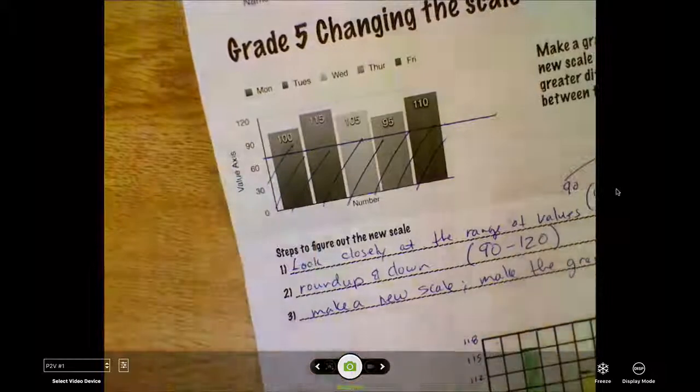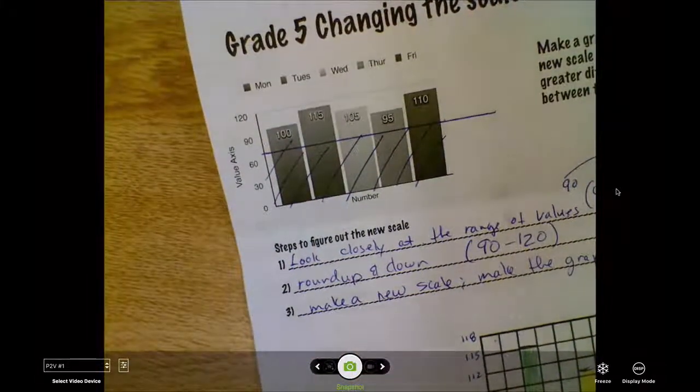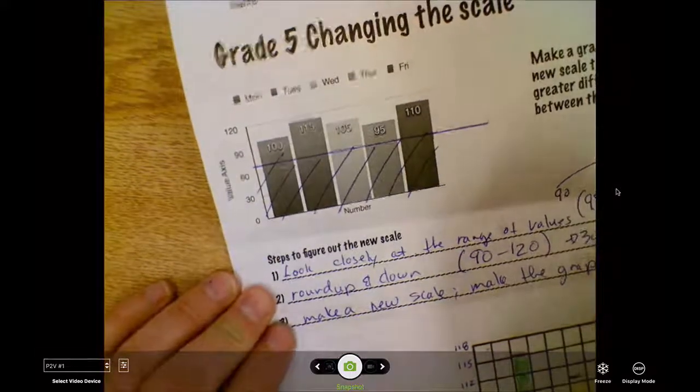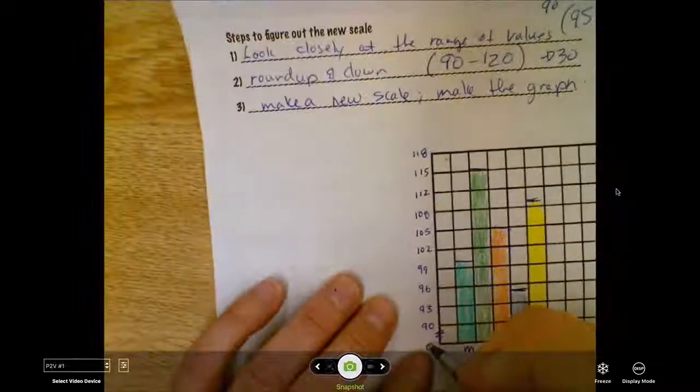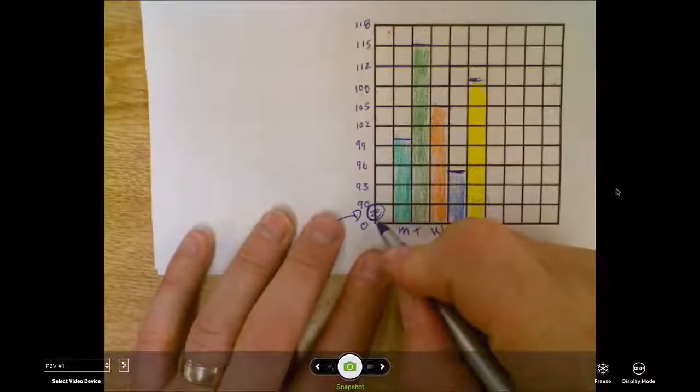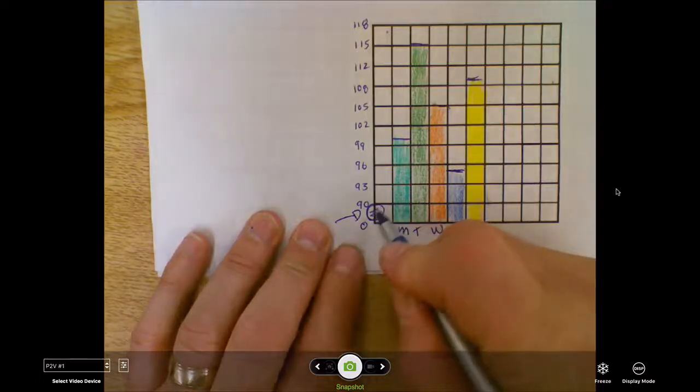And I'm going to chart 90 to 120. Now, that is a total of 30 numbers in there. So I'm going to make a new scale and make a new graph. I start with 0. Then I give this very important wiggly sign. That wiggly line means I am cutting off a whole bunch of numbers.